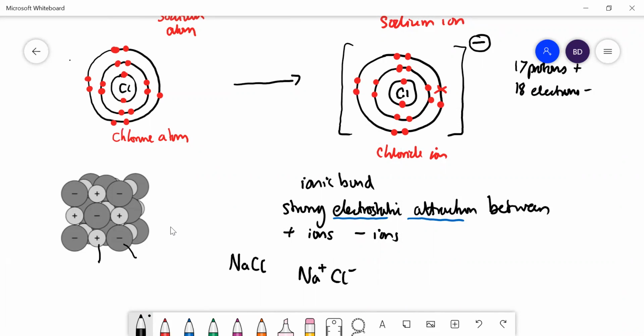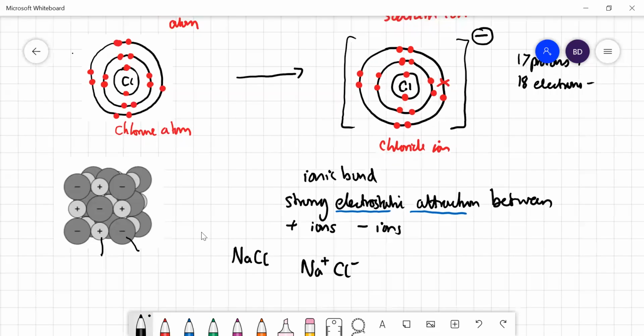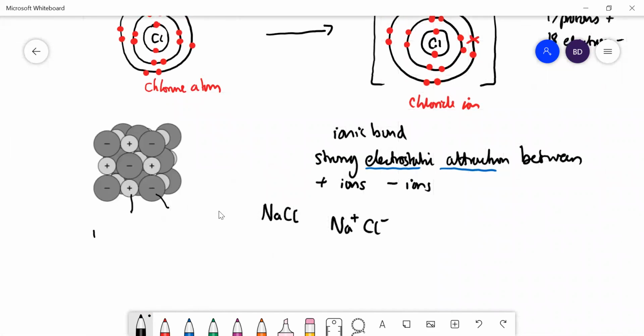You've got to imagine that even the most microscopic bit of salt, sodium chloride, is going to have billions of atoms. That pattern just carries on repeating itself, and this is called an ionic lattice. And as I say, there are very strong electrostatic attractions between the opposite ions. So it's got a very high melting point.